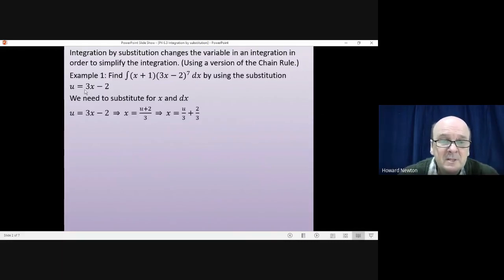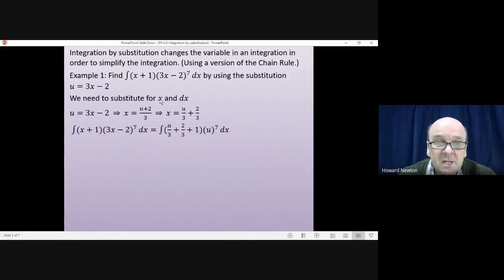First of all, going back to the original substitution, u equals 3x minus 2. If I rearrange that, then I get x equals u over 3 plus 2 over 3. That'll allow me to substitute in here. X is equal to that. So substituting in, x plus 1 becomes u over 3 plus 2 over 3 plus 1. And as we said, the 3x minus 2 is just equal to u. So that becomes u to the power of 7.